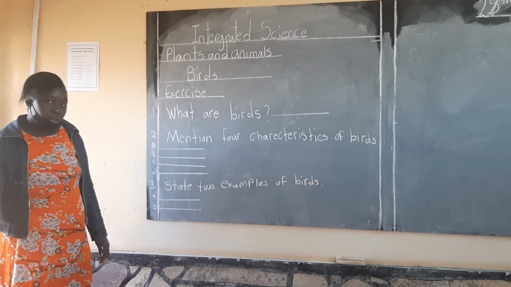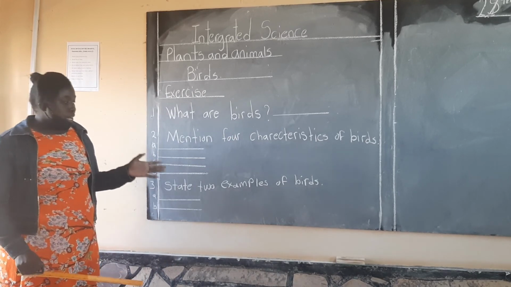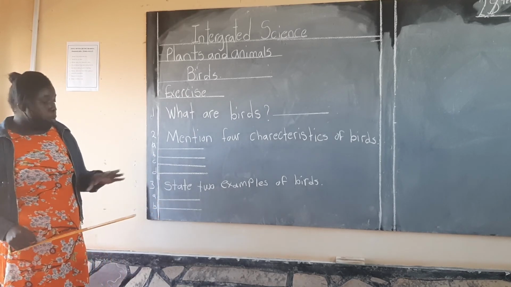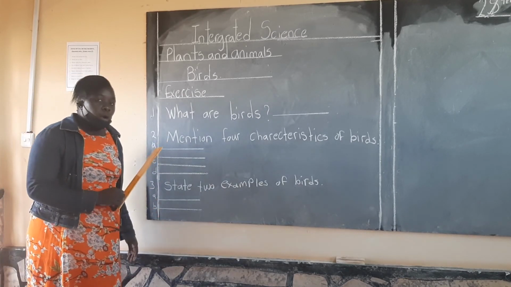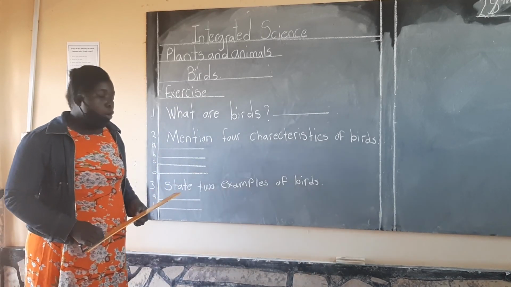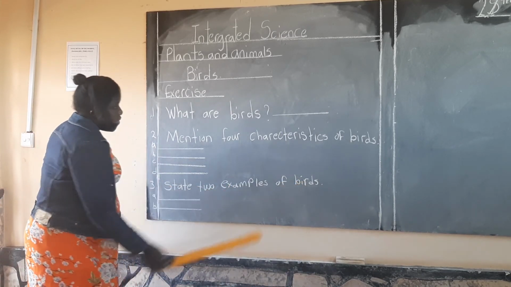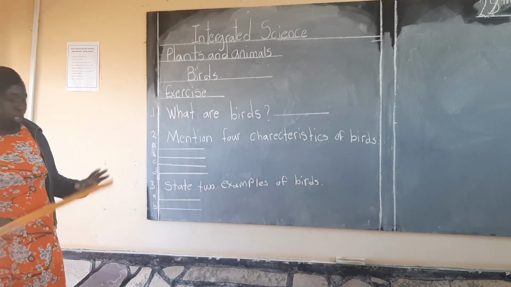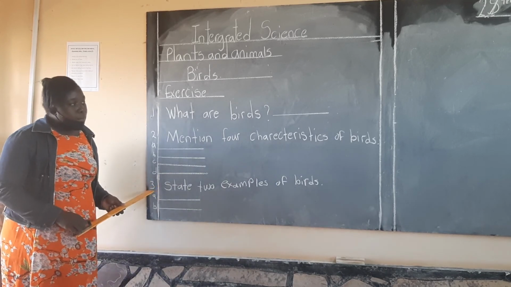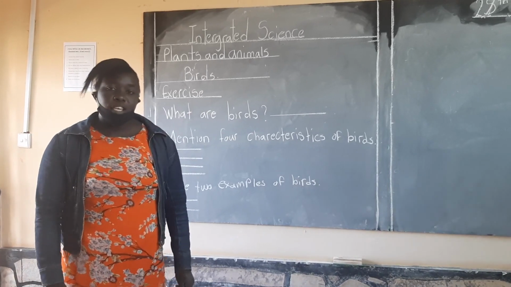Remember, we looked at different characteristics or features of birds. From the characteristics that we mentioned, you should write 4. Number 3, state 2 examples of birds. From the many examples of birds that we have, you should just state at least 2 examples of birds. Okay? Thank you very much.